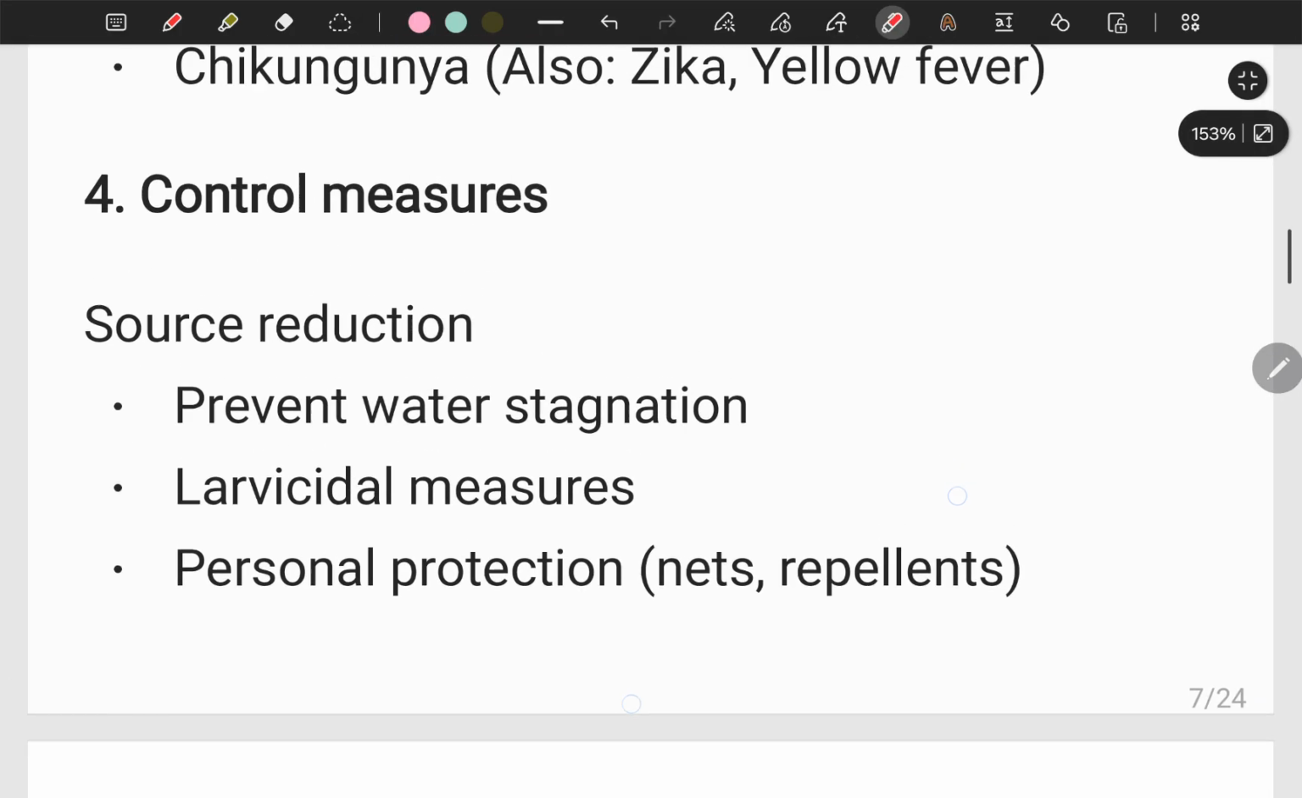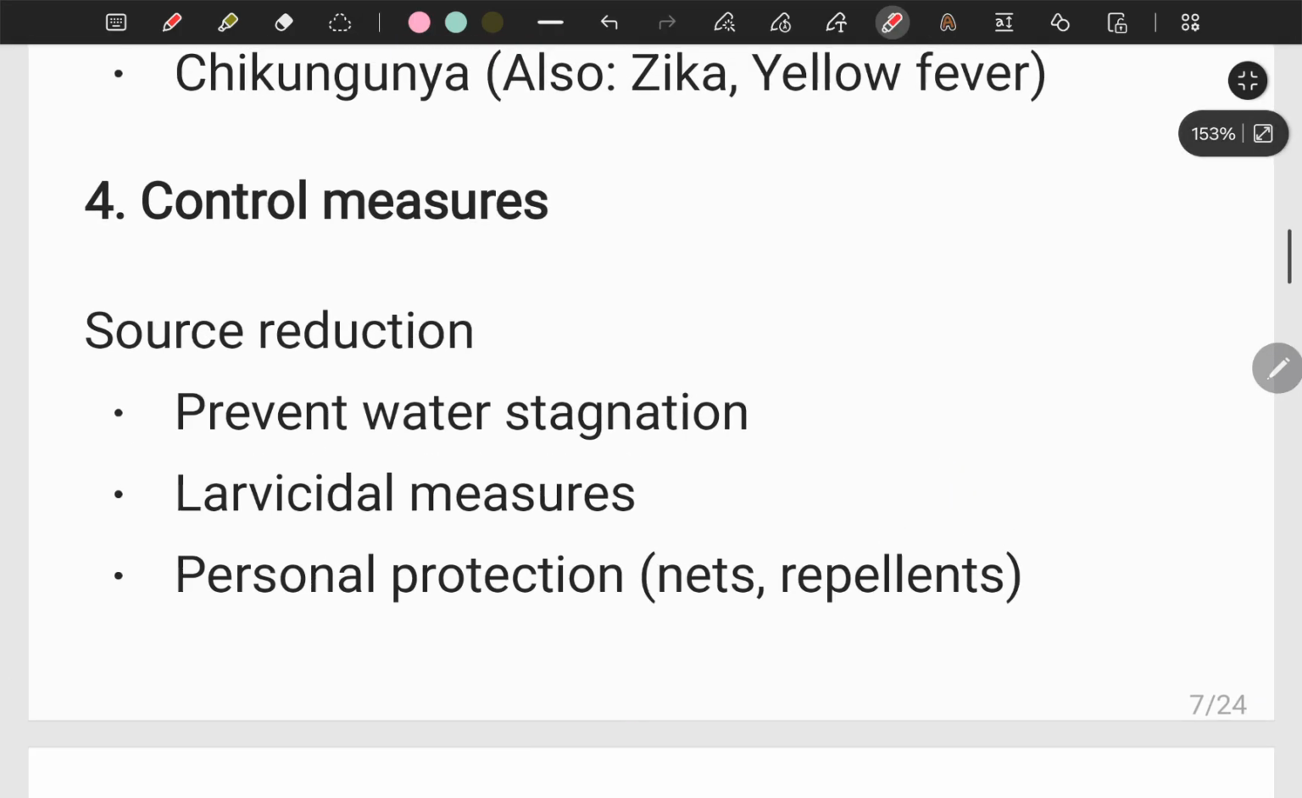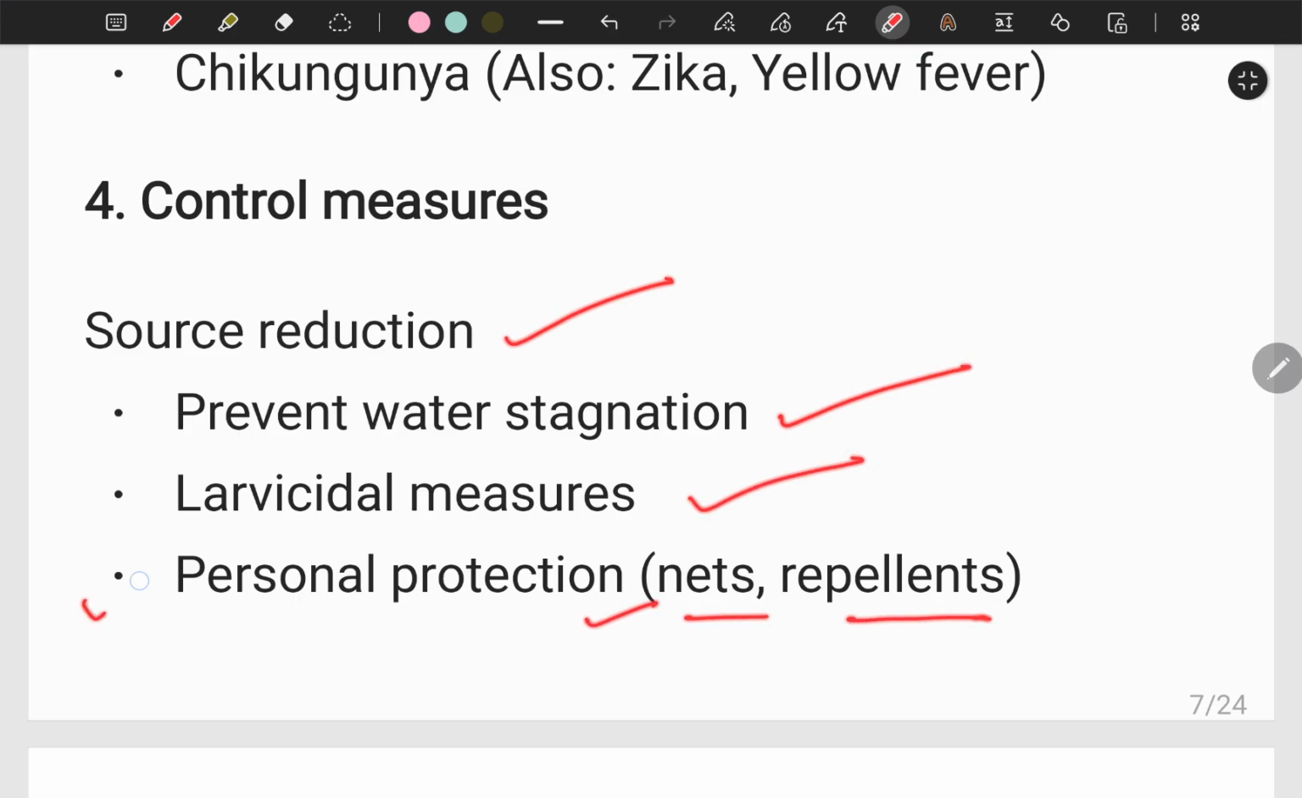Control measures: 4 control measures. So first is source reduction, prevent water stagnation, larvicidal measures, and personal protection like nets and repellents. So there is personal protection, and at community level prevent water stagnation, larvicidal measures, and source reduction. Okay.